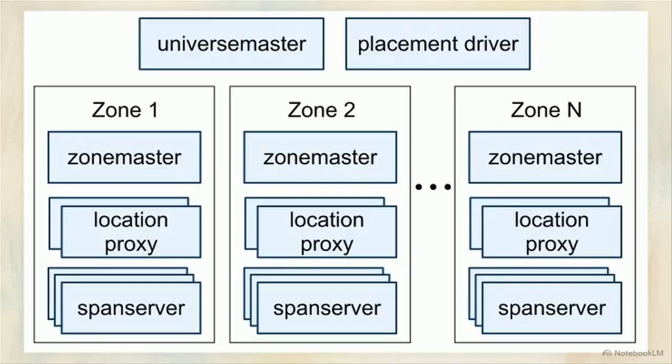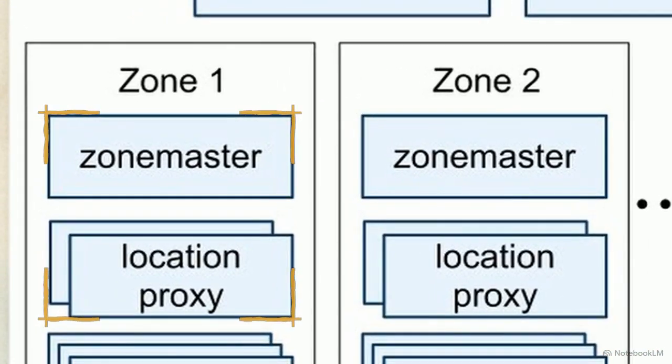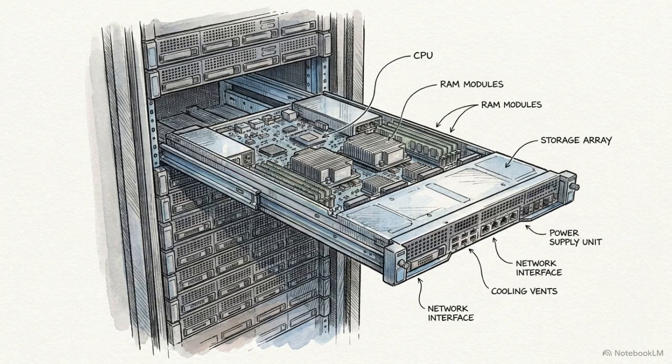This diagram maps Spanner's physical topology. The universe is divided into administrative zones. Within each zone, a zone master assigns data, while location proxies route client requests. The actual work happens at the span server. This is the core worker node serving data directly to the client.